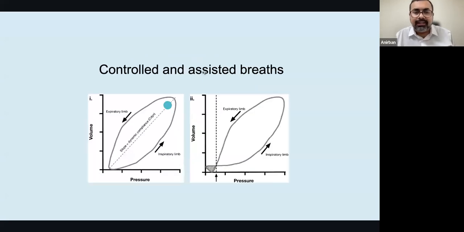Now controlled and assisted breath. So in a controlled breath, you can see this is the inspiratory limb and this is the expiratory limb. So this is the pressure volume loop. If you connect the two edges, the slope of this line gives you the idea of the dynamic compliance. So, what is an assisted breath? You can see a negative pressure trigger before the breath is initiated. So this is an assisted breath.